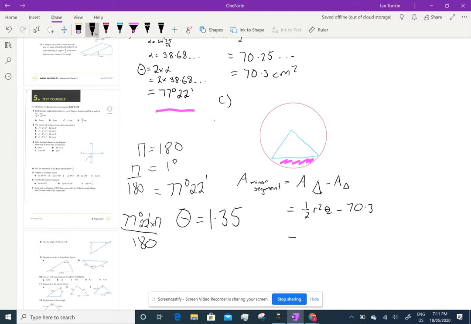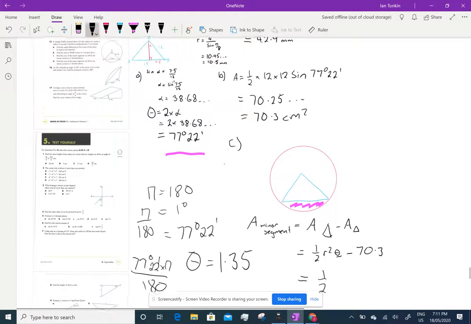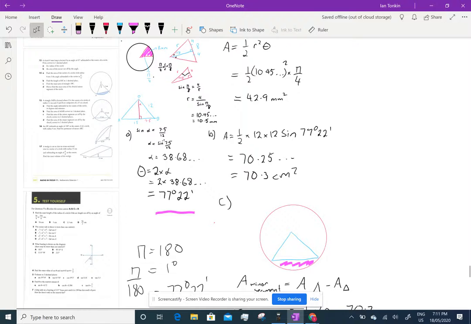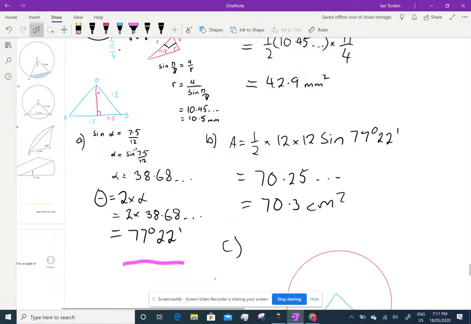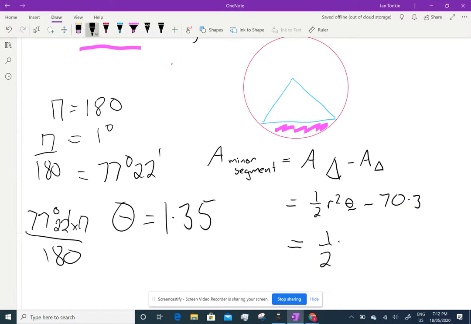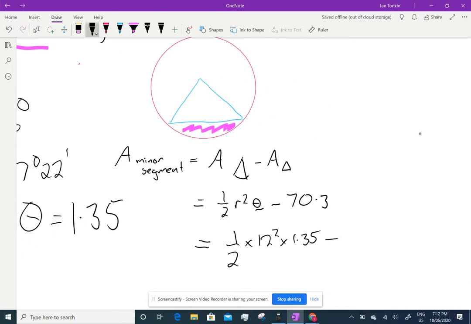So here I go, a half r squared. Now I'm going to have to use rounded numbers here. So my r, they're all going to be rounded, is 10.5. All right. Is that 10.5? What's my r? Sorry, my r is 12. I was looking at the previous question. Times 12 squared times 1.35 minus 70.3.